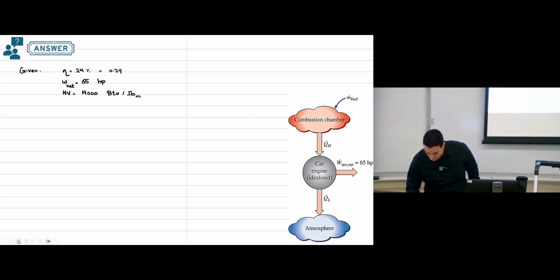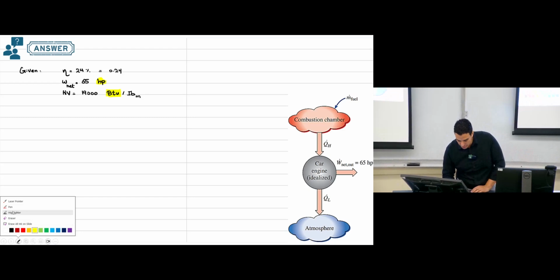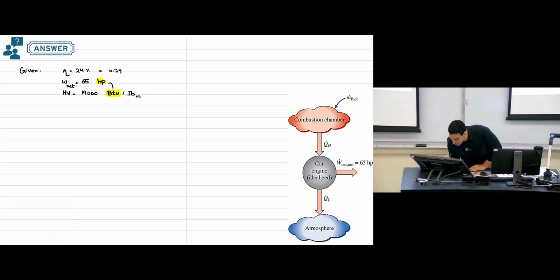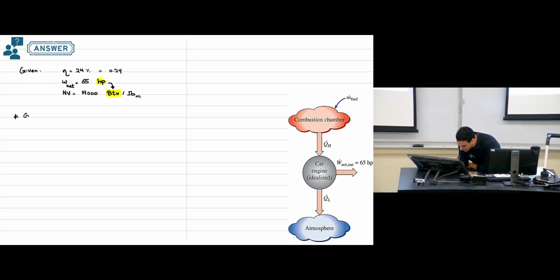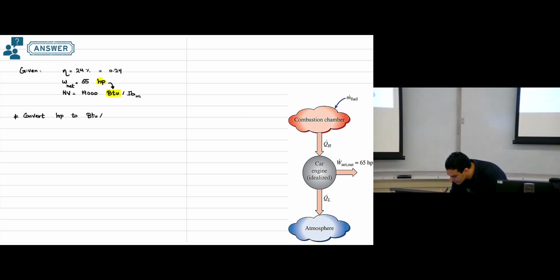If you recall chapter 1, we have horsepower. This is one of the units that we are using to describe power. BTU is one of the units used to describe energy, and they are not consistent. So we need to convert one of them to the other one. The easiest thing is to convert horsepower into BTU. So this would be the first step. We need to convert the horsepower to BTU per hour.